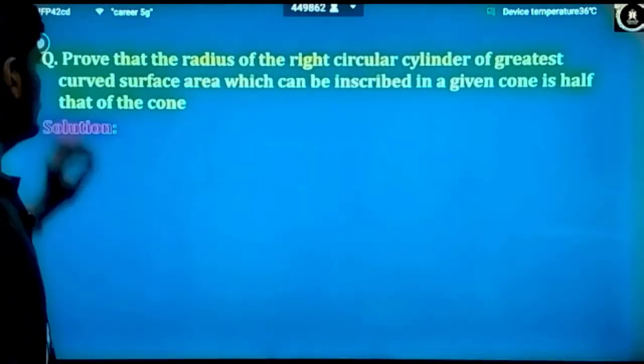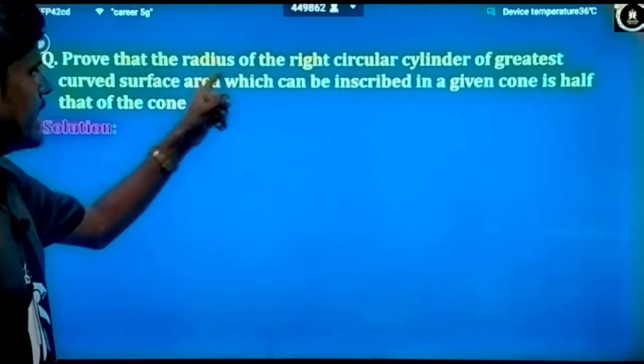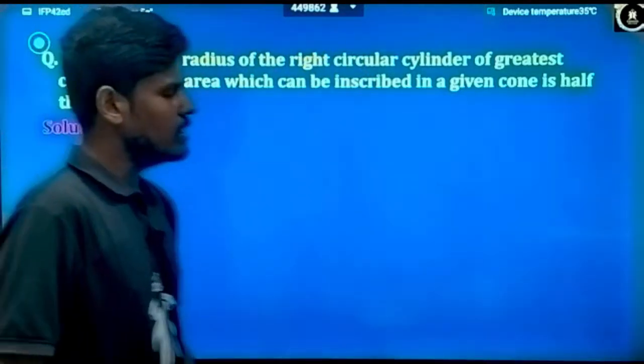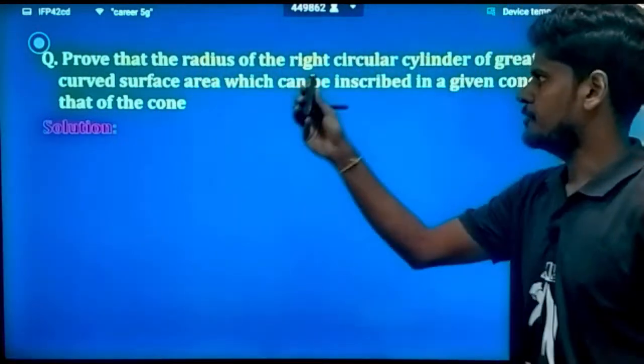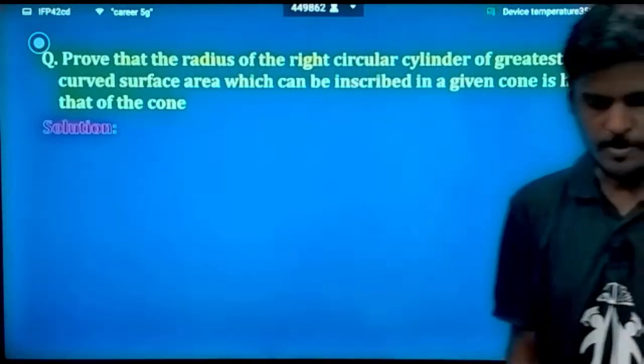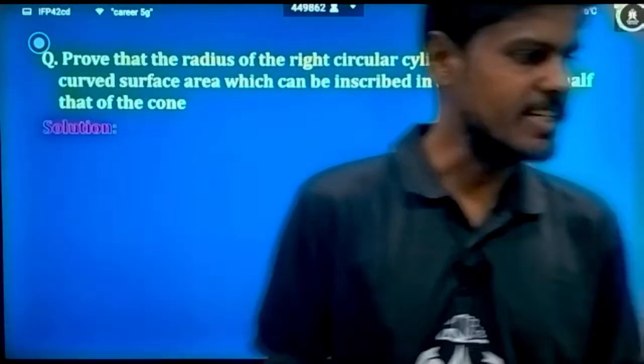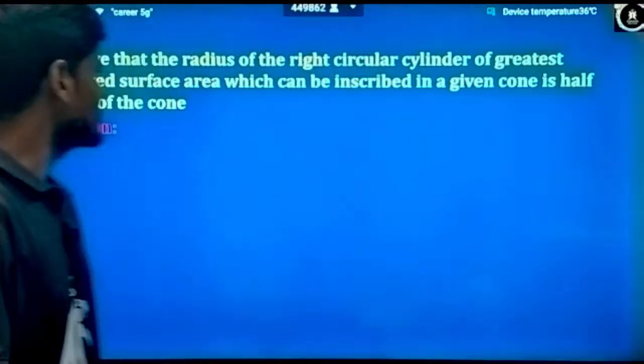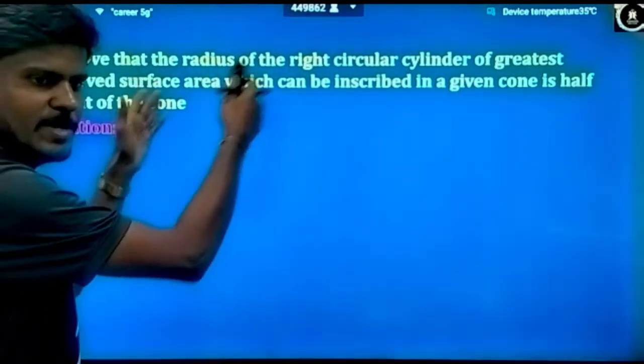Next is last question. Again, prove that the radius of right circular cylinder of greatest curved surface area which can be inscribed in a given cone is half of that cone. Wow, what a question. It is confusing, sir. We will read it bit by bit.